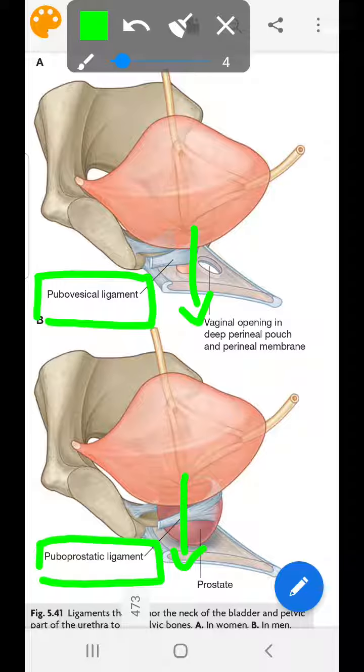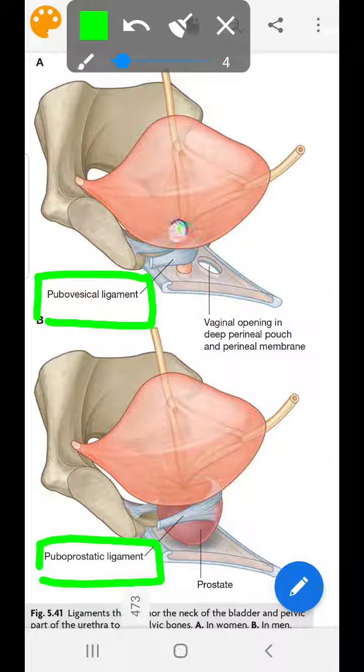In males the urethra has four parts: the pre-prostatic urethra, the prostatic urethra, which passes through the prostate, then the membranous urethra, which passes through the deep perineal pouch and the perineal membrane, and finally the spongy urethra, which has a bulbar part and a penile part. But we're not discussing that here. We're discussing the neck. So the neck is this region which is right under.